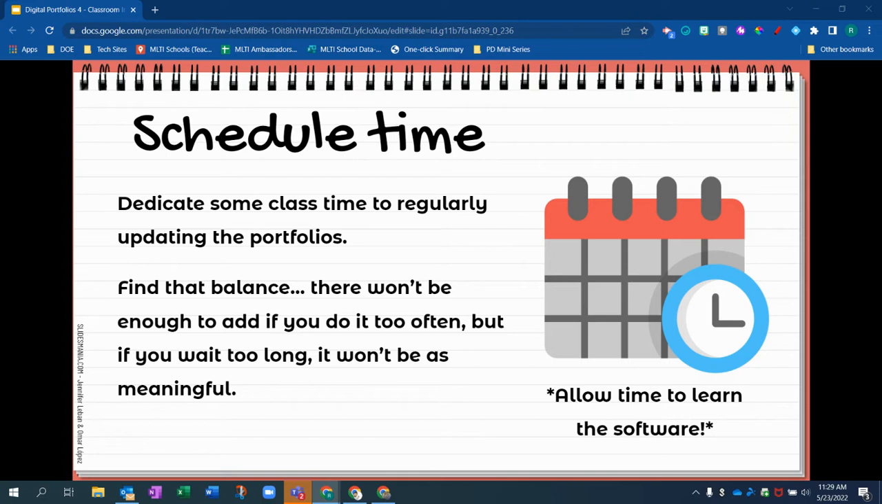And then once a grading period is probably too long, because things have passed and they aren't in the moment on that topic anymore. Once a month, maybe once a unit. Those are probably more common times that you can balance to have students update their portfolios in your classroom.